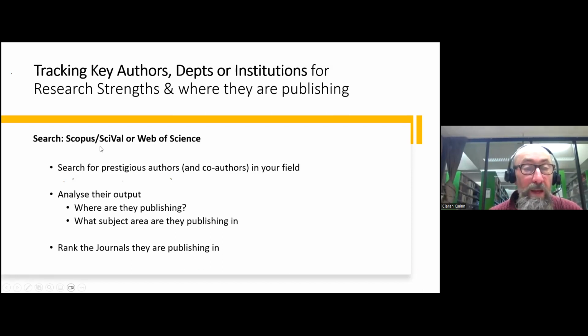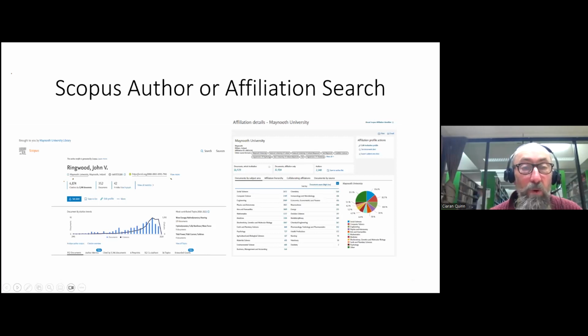Okay. So Scopus and SciVal or Web of Science. In there, you can search for prestigious authors and co-authors in your field and analyze their outputs. So where are they publishing? What subject area are they publishing in? And then rank the journals they're publishing in. So it's a handy way of doing a bit of investigation before, again, you decide where you want to publish. So this is the Scopus author or affiliation search.